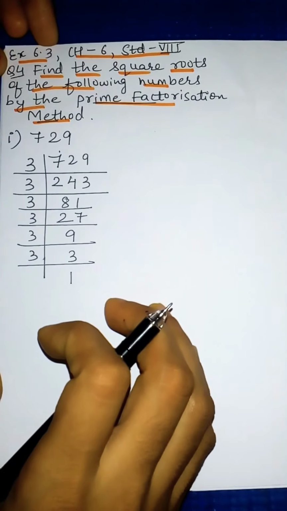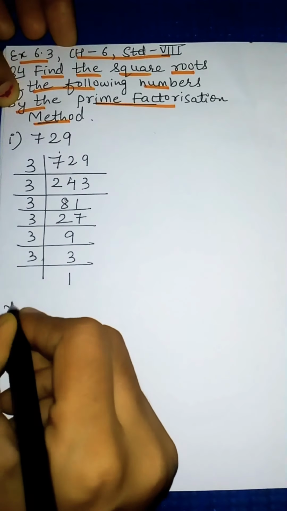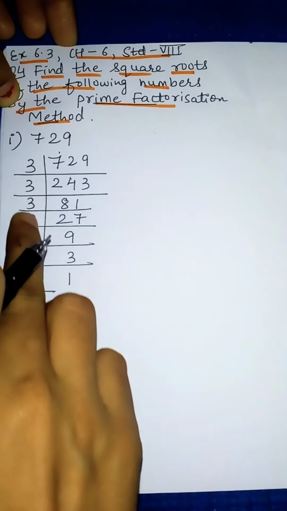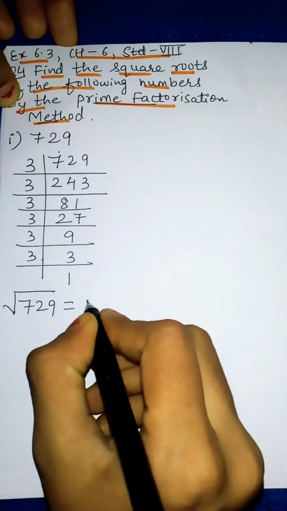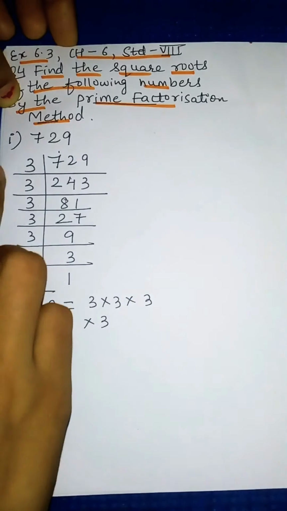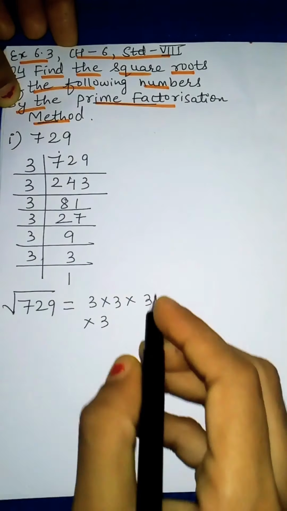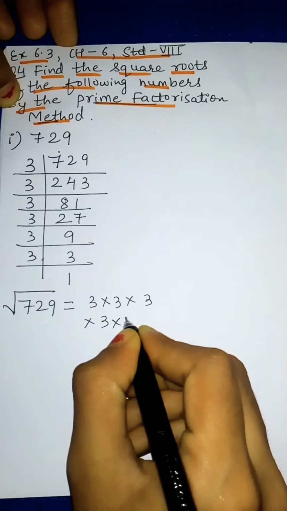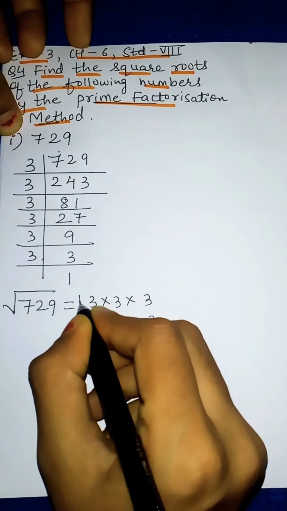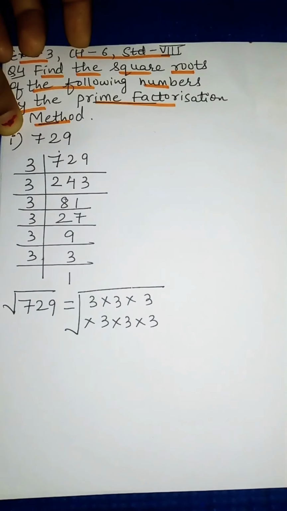Now we will find out the square root. So the square root of 729 will be equal to, now we will write all the factors we have got. 3 into 3 into 3 into 3, how many times? 1, 2, 3, 4, 5, 6. Now all these factors we will write inside the root because we are finding the square root.